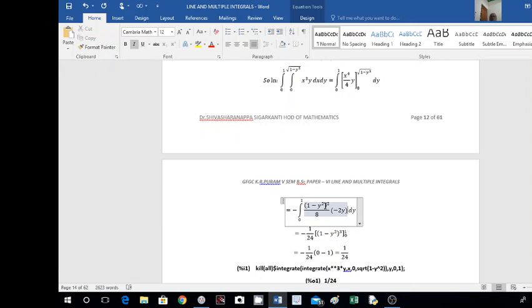Integration of this is nothing but 1 minus y square to the power of 3 by 3. That 3 multiplies with this 8 here. That becomes 24. Minus 1 by 24 into 1 minus y square to the power of 3 between 0 and 1. Now substitute the limits here.